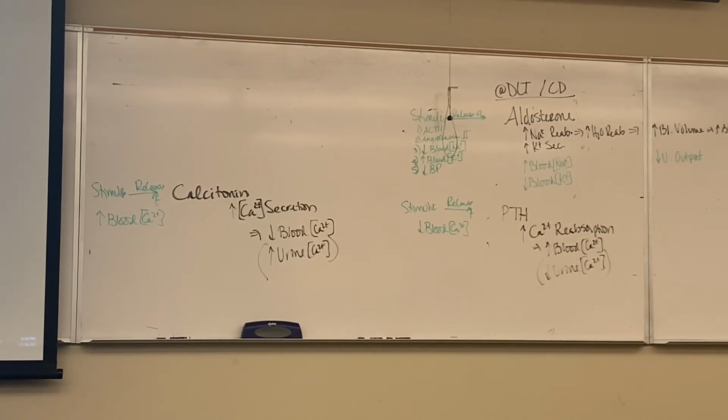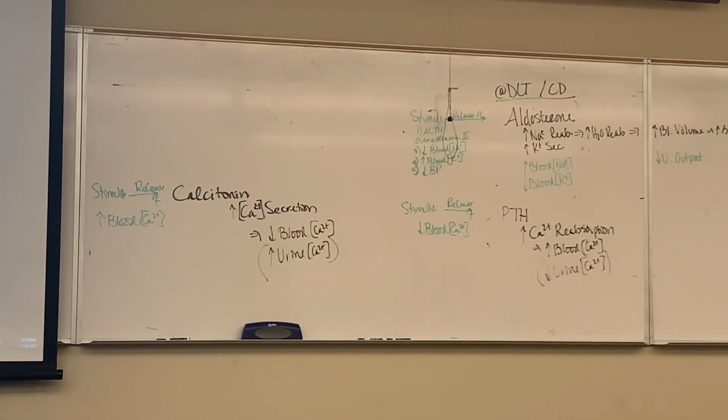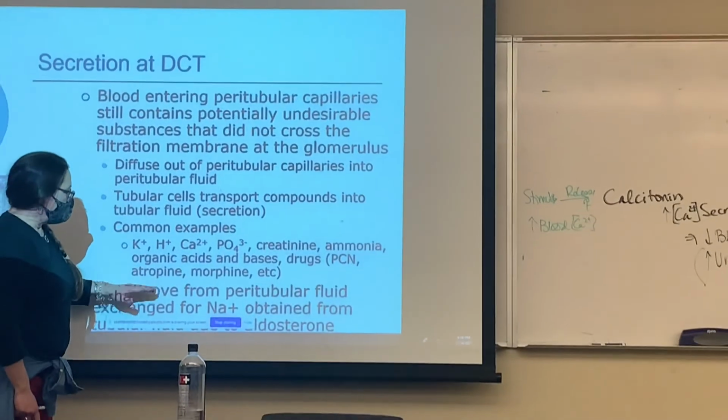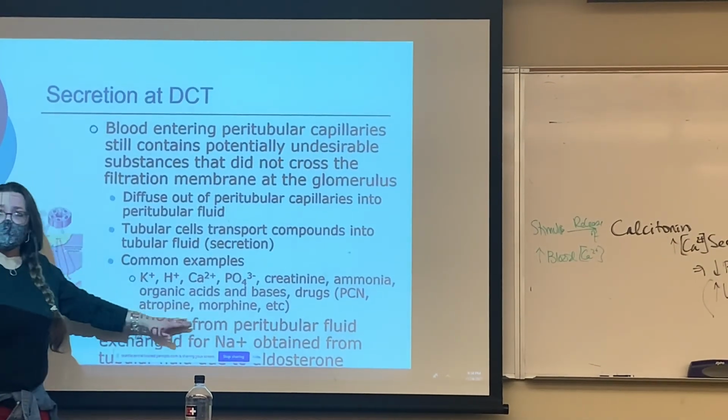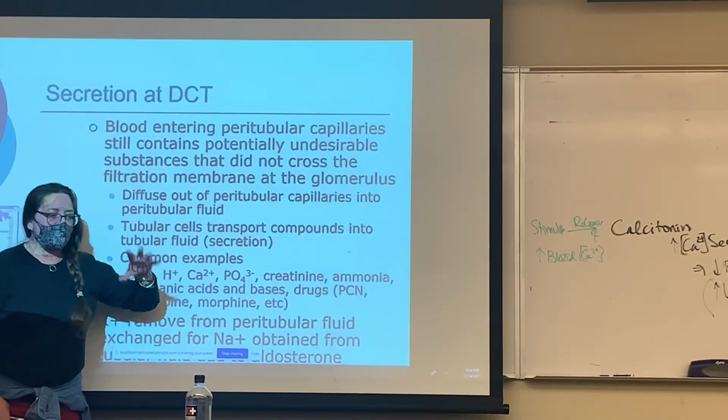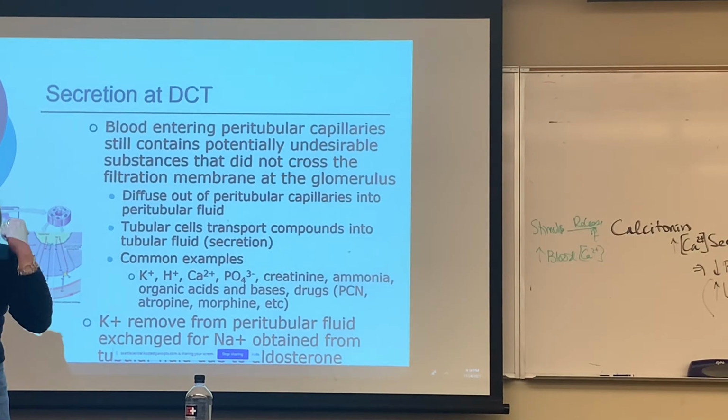So potassium can be secreted at the DCT under the influence of aldosterone. Calcium can get secreted at the DCT under the influence of calcitonin. We're going to talk about hydrogen ions in just a minute. A variety of other organic acids, bases, drug metabolites. PCN stands for penicillin. Various pharmaceuticals that you might take, either they or their metabolites often get secreted at the DCT.